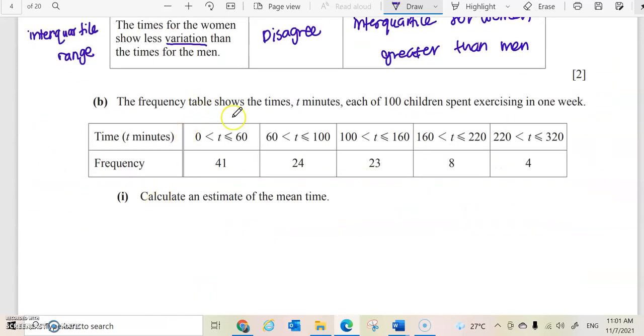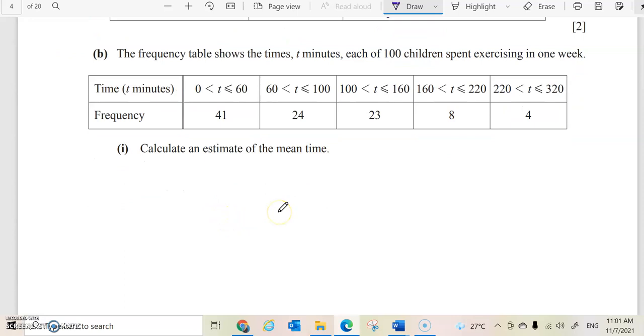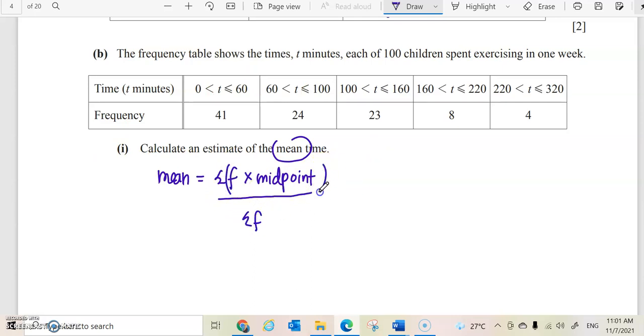Okay, the frequency table shows the times, t minutes, each of the children spent exercising in 1 week. Calculate an estimate of the mean time. So nak cari mean. Okay, formula for mean is total frequency times with the midpoint of the interval, divide to total frequency. Maknanya total kat sini ialah frekuensi kali dengan midpoint. So, kita akan ambil for each, kita akan cari dia punya midpoint here.